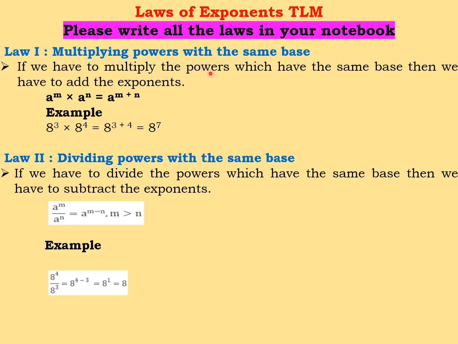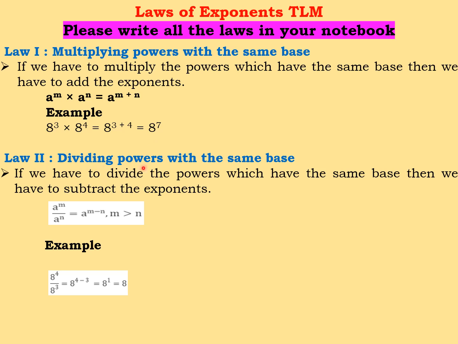If we have to multiply the powers which have the same base, then we have to add the exponents. For example, a to the power m into a to the power n is a to the power m plus n. It means when the bases are same, the powers will be added. One example is done, a to the power 3 into a to the power 4. So what will happen? Powers will be added, 3 plus 4 is 7.